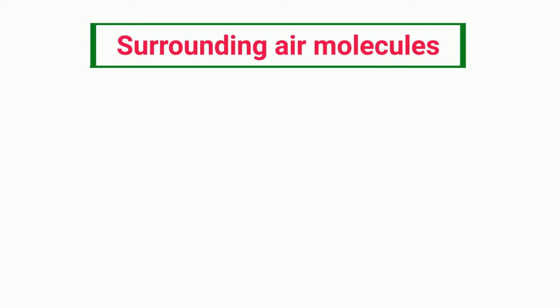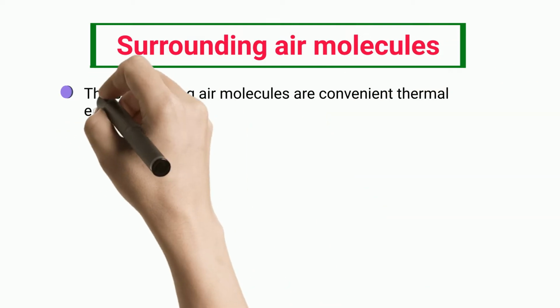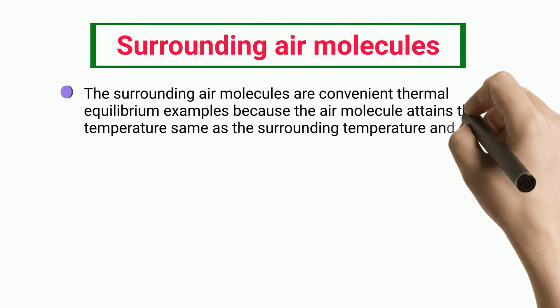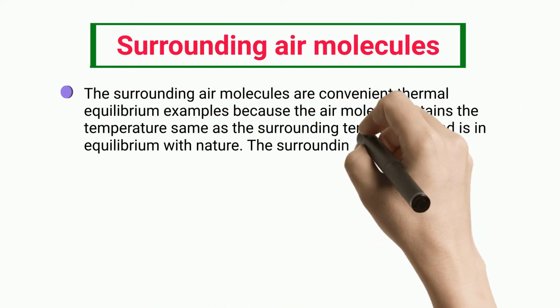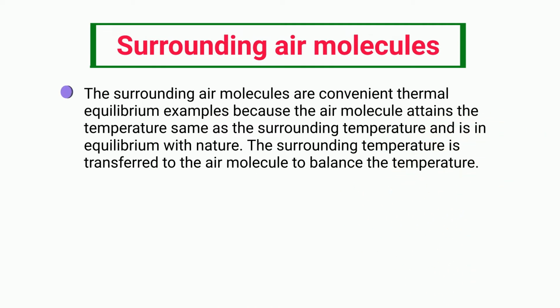Surrounding air molecules. The surrounding air molecules are convenient thermal equilibrium examples because the air molecule attains the same temperature as the surrounding temperature and is in equilibrium with nature. The surrounding temperature is transferred to the air molecule to balance the temperature.